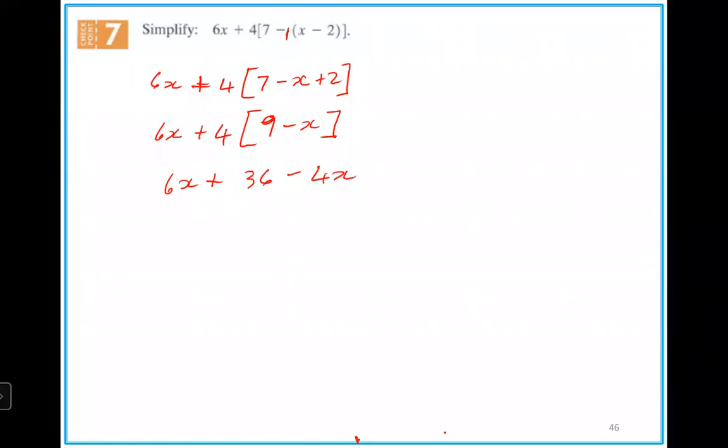Then now we collect the like terms. So we'll say 6x minus 4x plus 36. So now we'll have 2x plus 36. Okay. 2x plus 36.